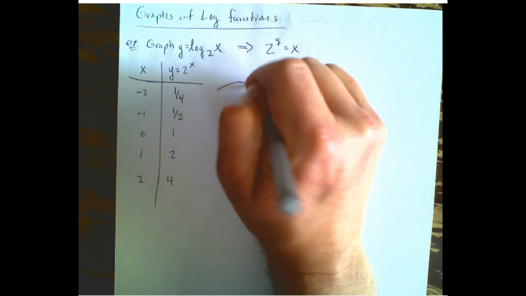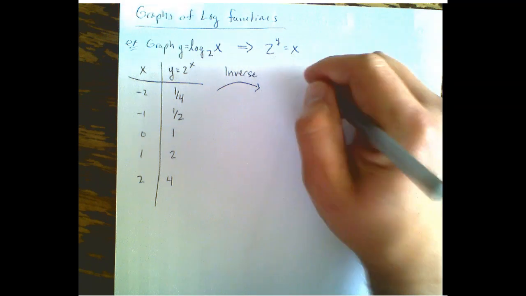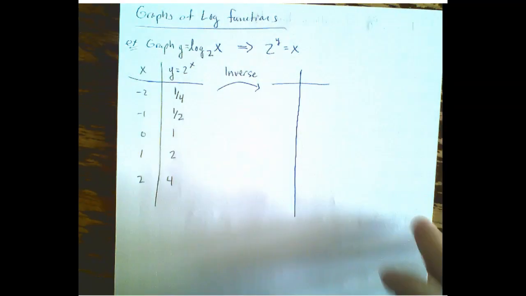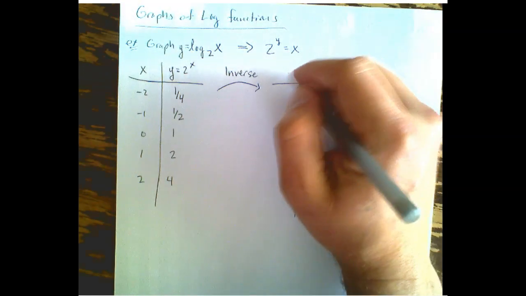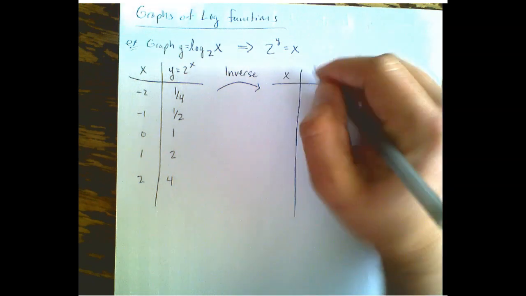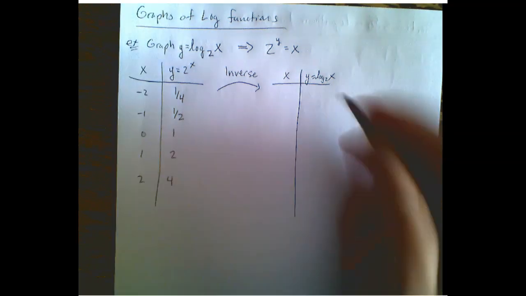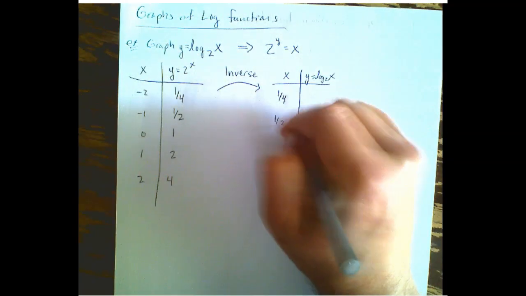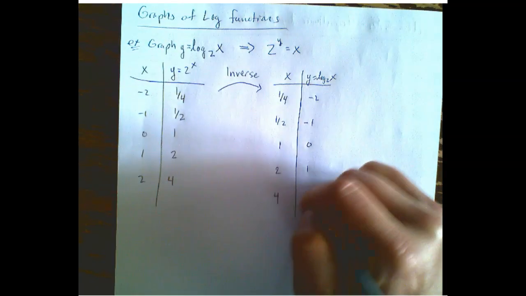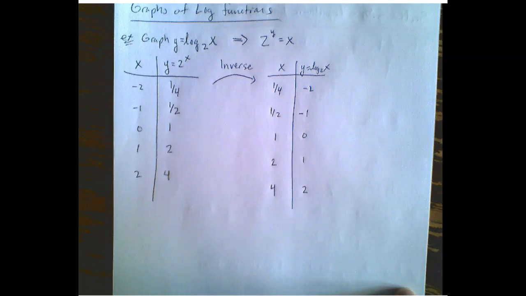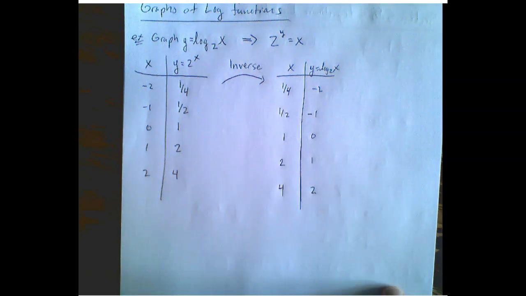Now, utilizing inverses, we can get the values for our log function. So all we're going to do is flip-flop our x's and y's to make our logarithmic graph. So for our y equals log base 2 of x, all we need to do is flip-flop this column for that column. So 1/4, 1/2, 1, 2, 4, and -2, -1, 0, 1, 2. Okay. So that's it. It's easier to make the exponential and then just flip-flop the values there.